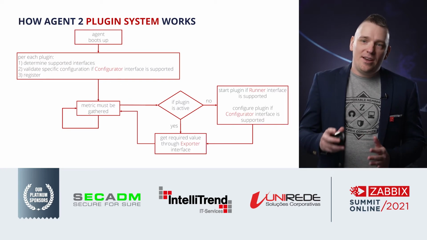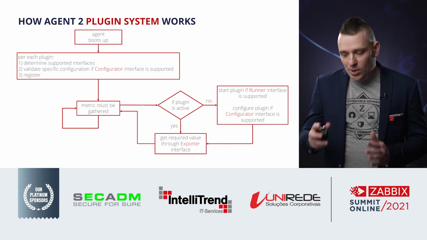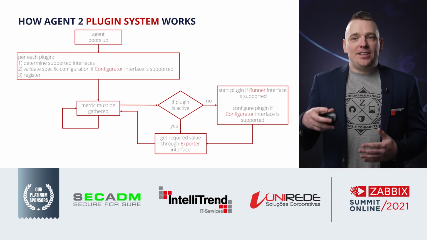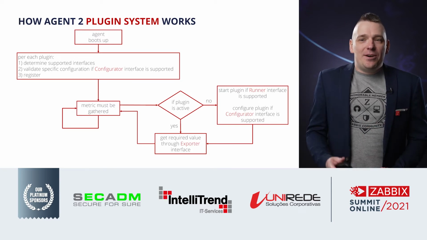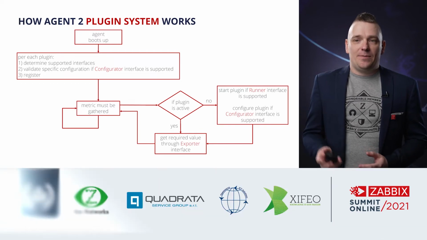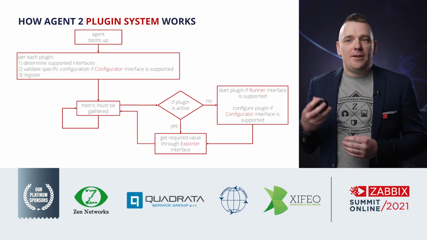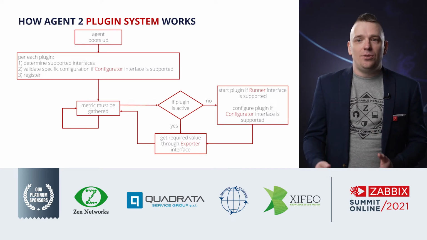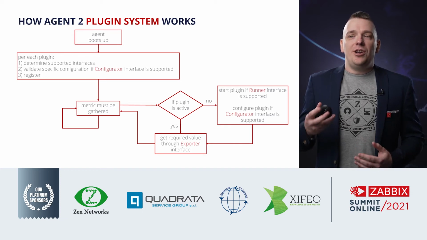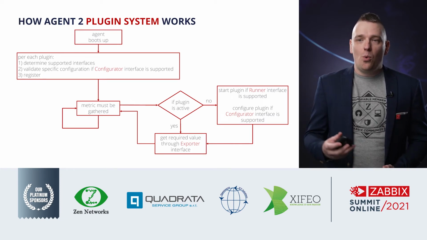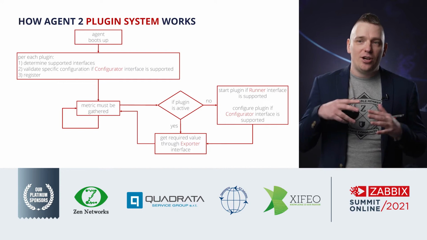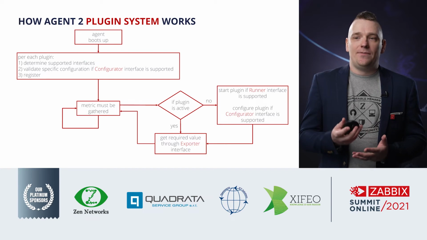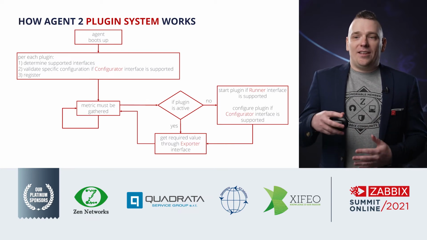The agent boots up, and there is one directory which will be scanned by Agent 2, and it will determine the supported interfaces per module. If there is a configurator interface, it will execute that, and after all, it will register all plugins one by one and make sure they are not conflicting with each other, so the agent will have extended functionality. And now the loop starts.